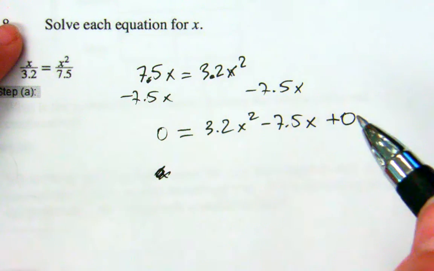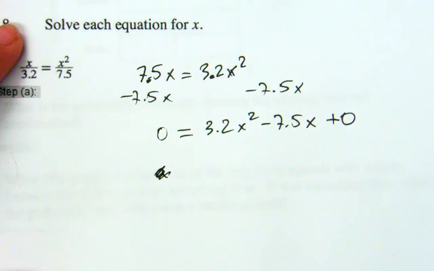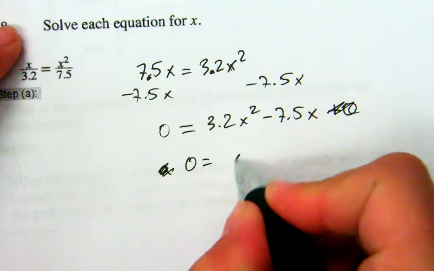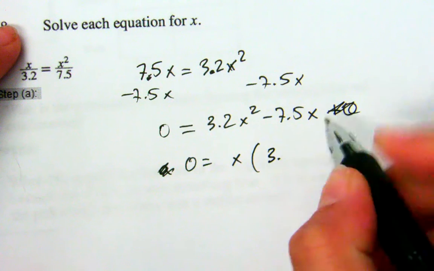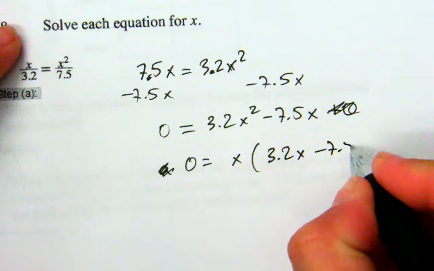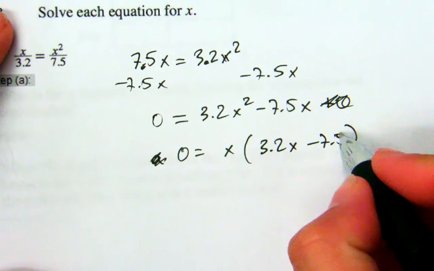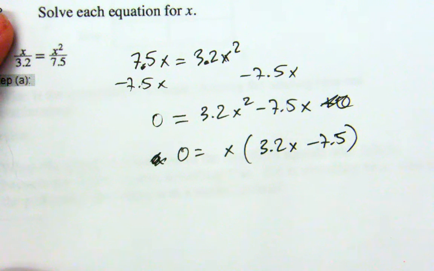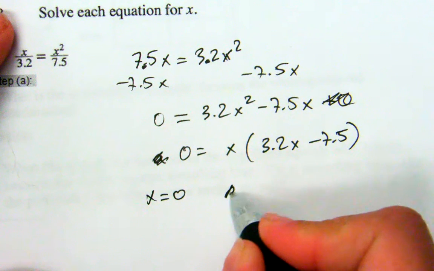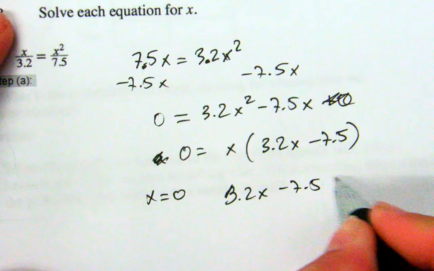Does 7.5 go to 3.2 at all? I don't even know. 7.5 divided by 3.2. No, it does not. Okay, so you don't even need to do that. This would look like, take out an x. You have x times 3.2x minus 7.5. Oh yeah, this should be fine. And then you get x equals 0, and 3.2x minus 7.5 equals 0.